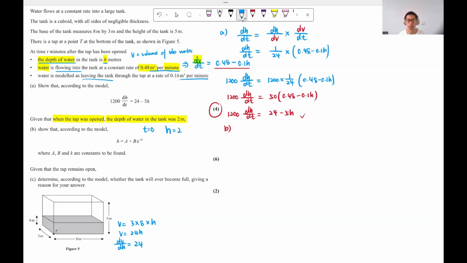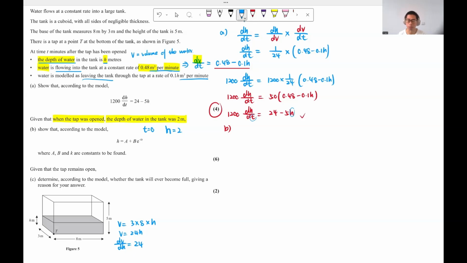So t equal to 0, h equal to 2. That is the condition we're going to use later. So now we just have to integrate it. Clearly we can't integrate it straight away because this is h and this is dt, so we can't integrate h with respect to t. We need to use what we learned in differential equations, separation of variables.